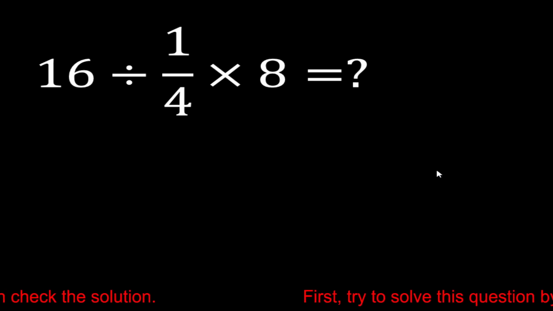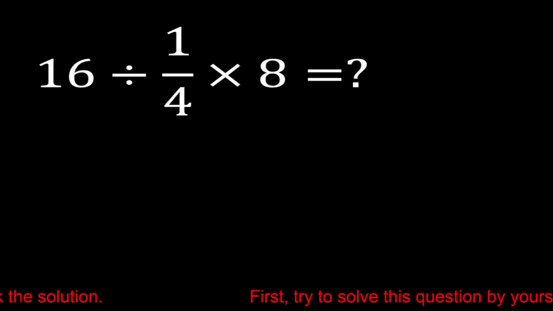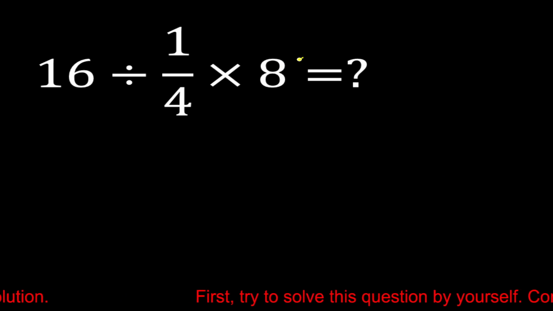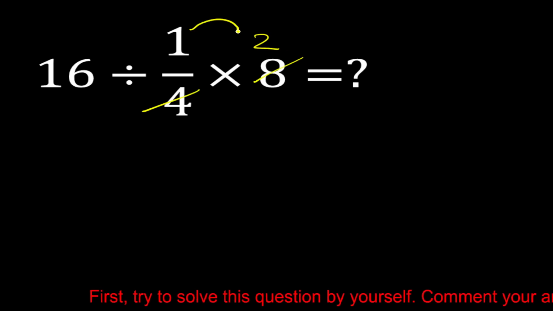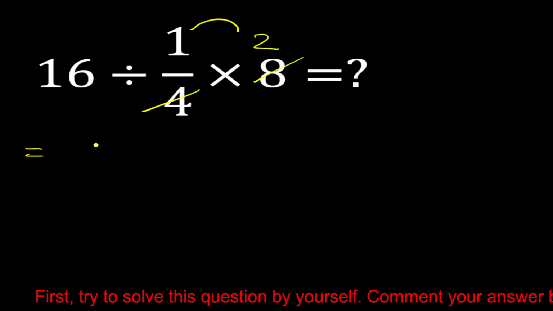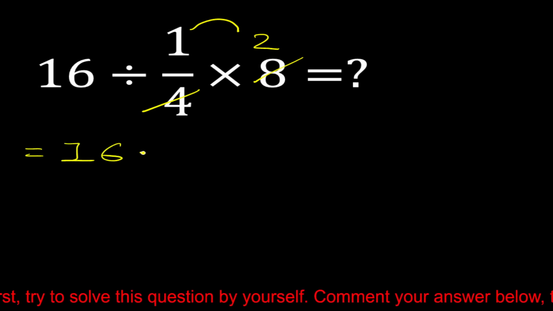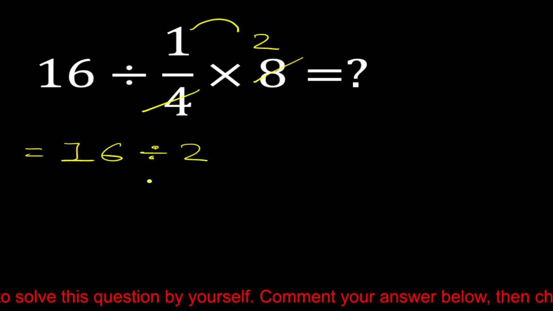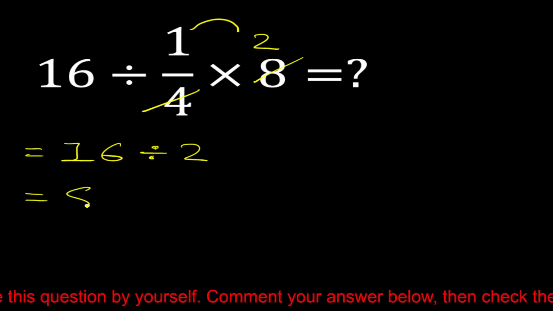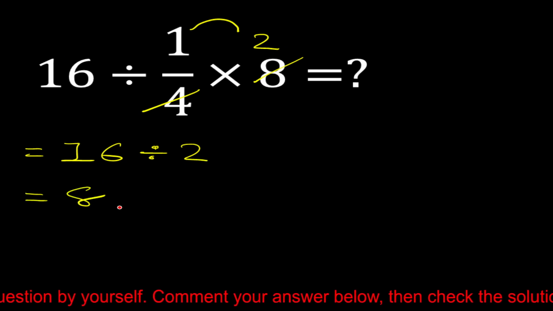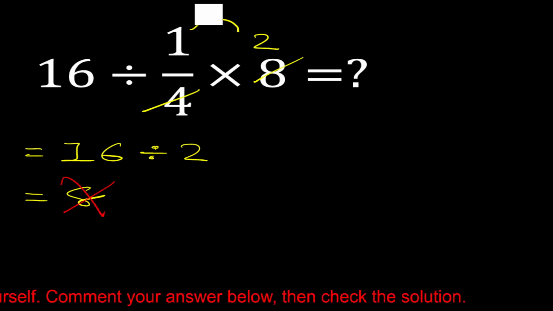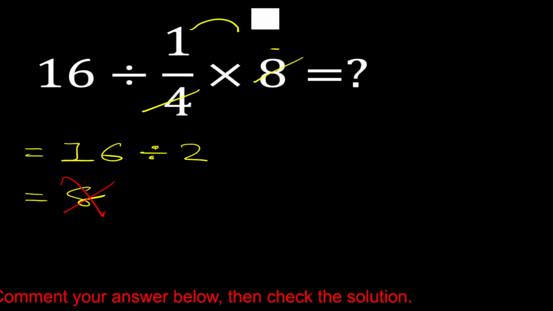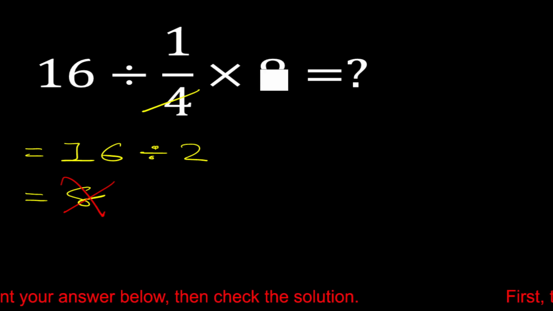Hello everyone. Most people solve this question like this: cancel this 8 by using 4, so it is 2. Now 1 multiply 2 is equal to 2. So 16 divided by 2 is equal to 8. But this answer is not correct. This answer is completely wrong. Okay, so now let's solve this problem correctly by using the PEMDAS rule.